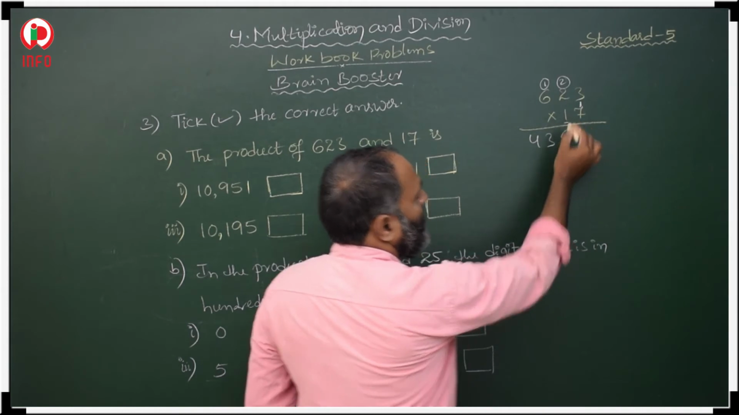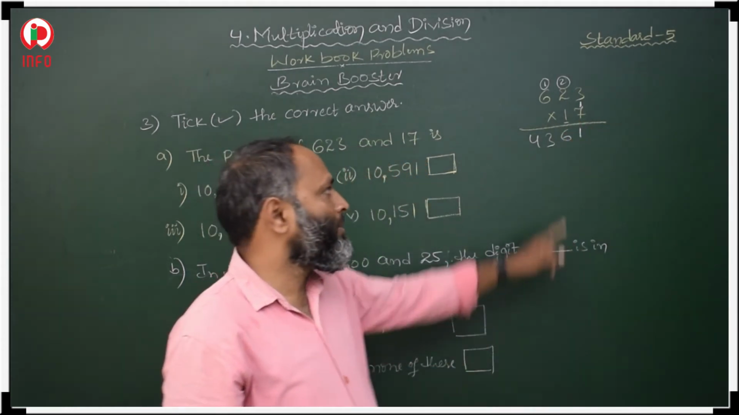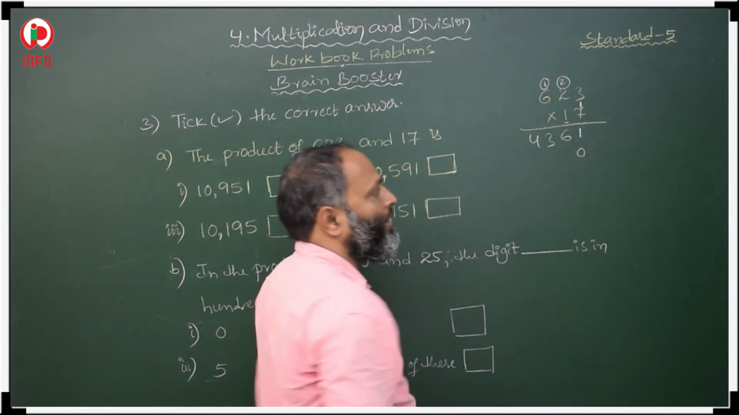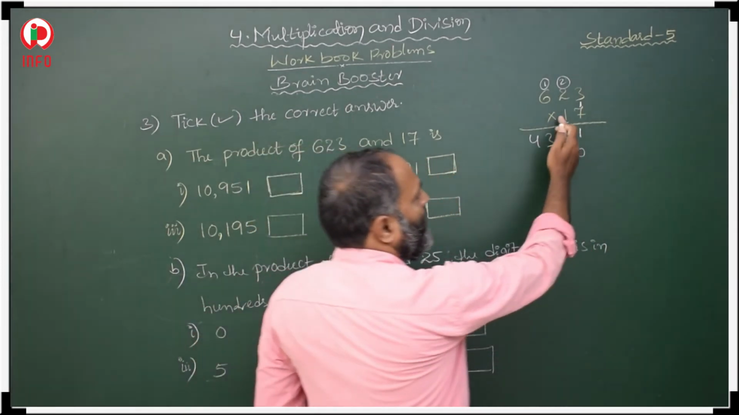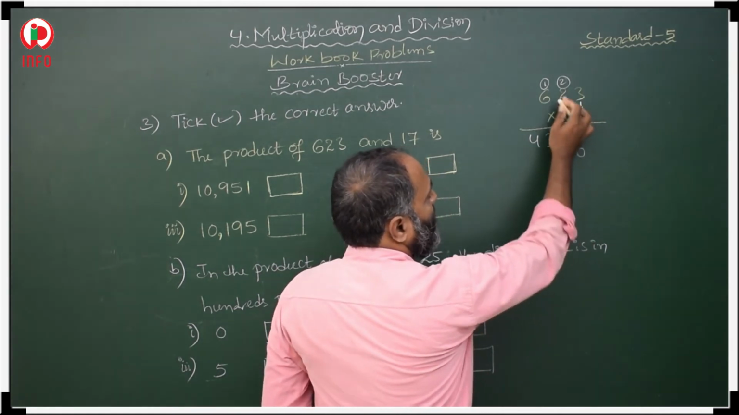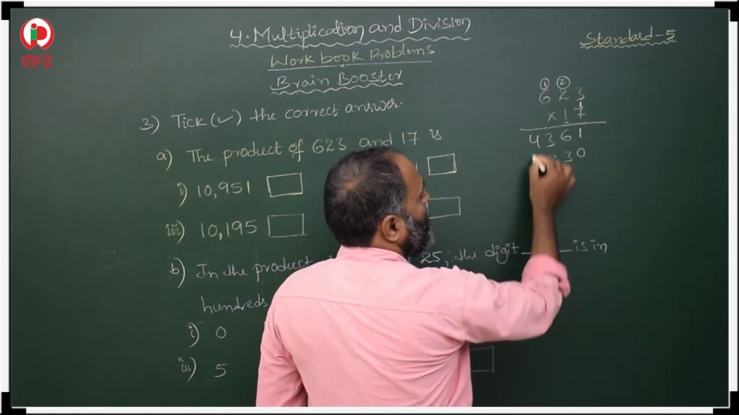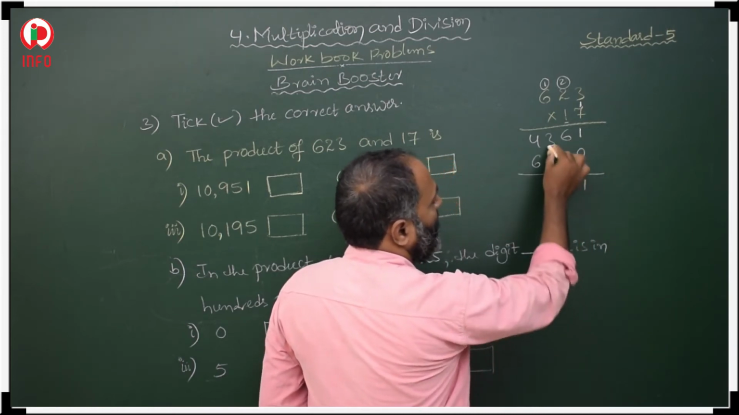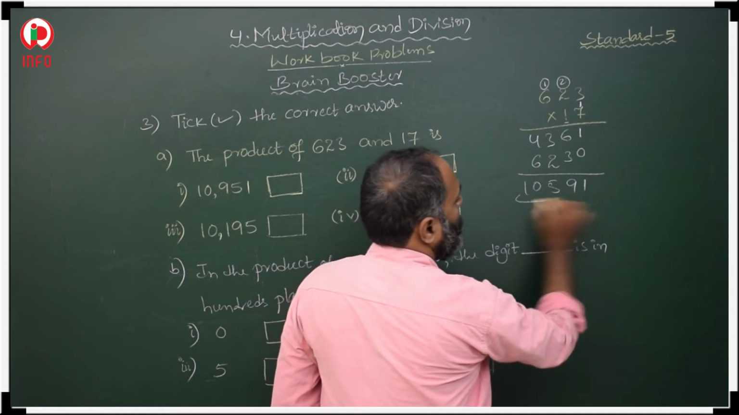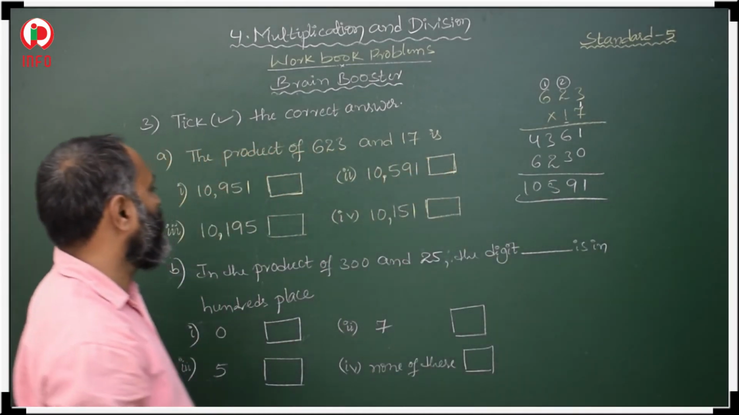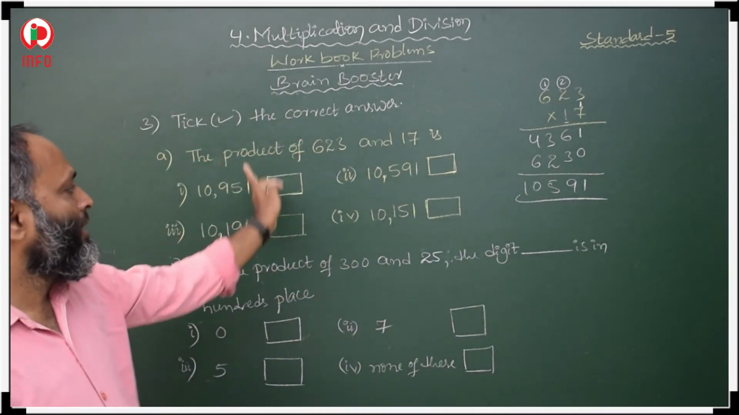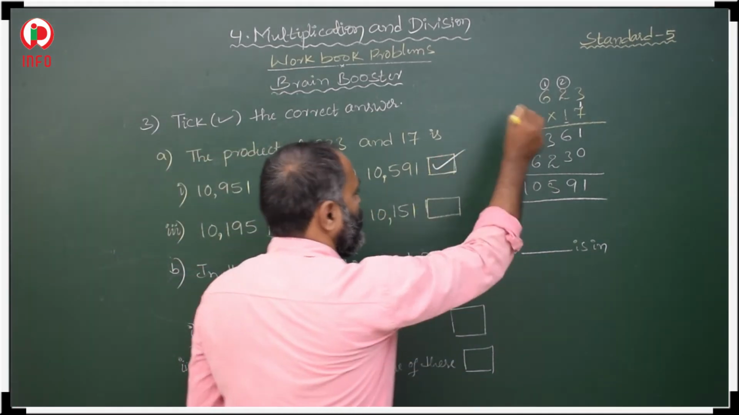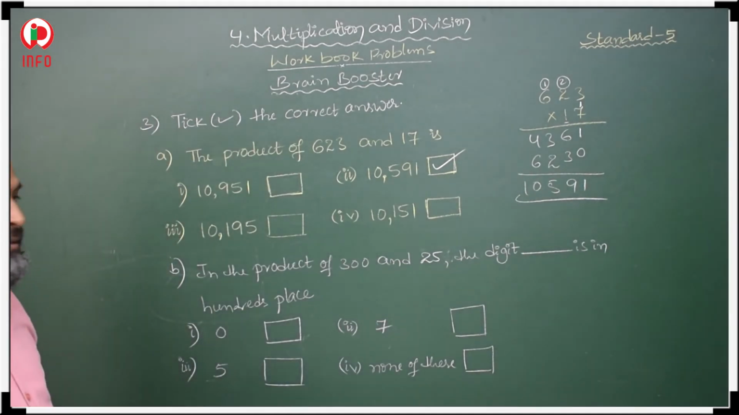Now we start with the tens place. In the tens place we have 1, so first we take 1 0. Then multiply with 1. 1 three is 3, 1 two is 2, 1 six is 6. Then 1 nine, 5, 10. 10,591. See here. So where is your answer? The second option is your answer. This is our right answer.